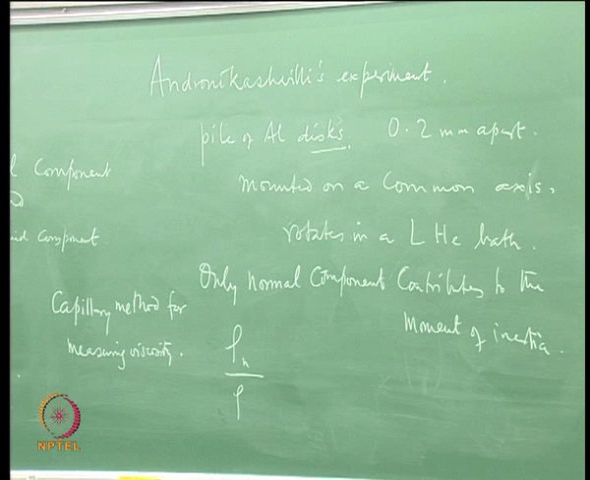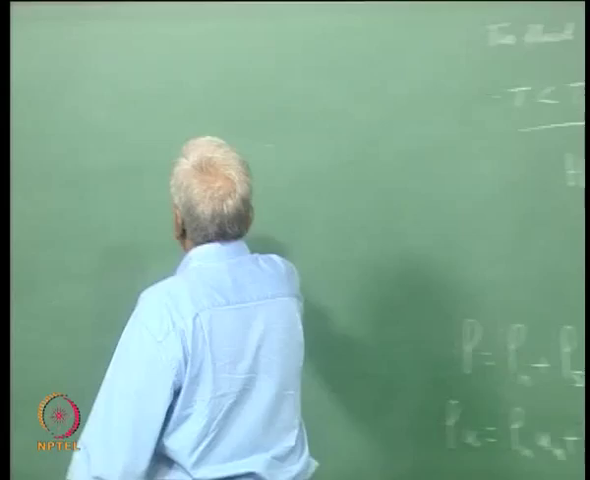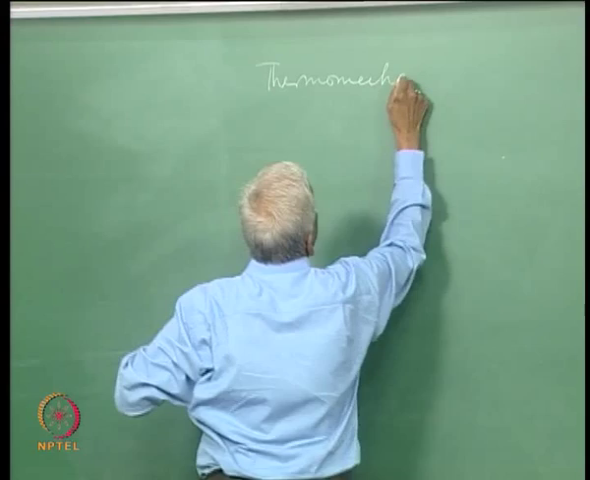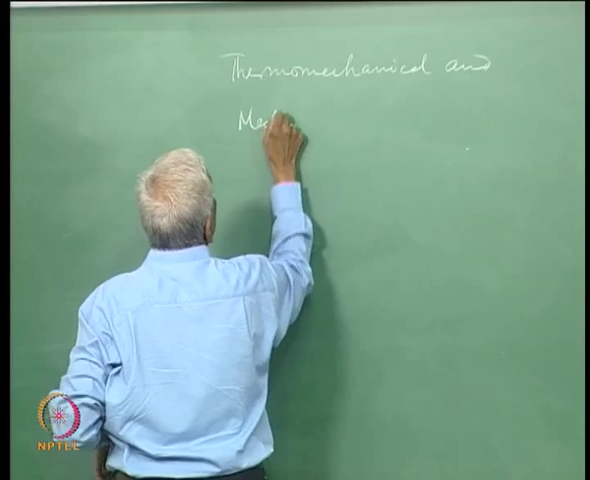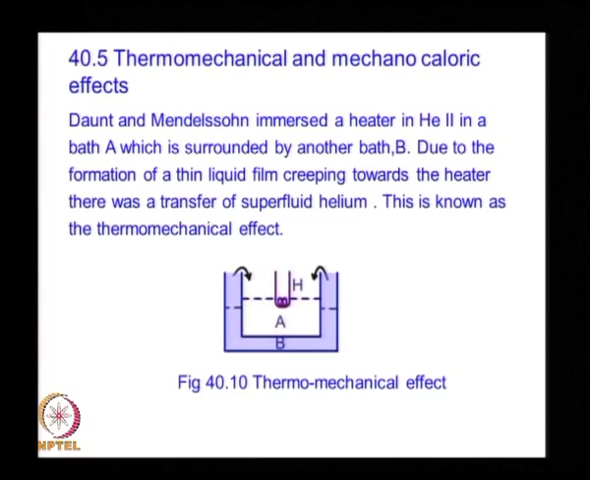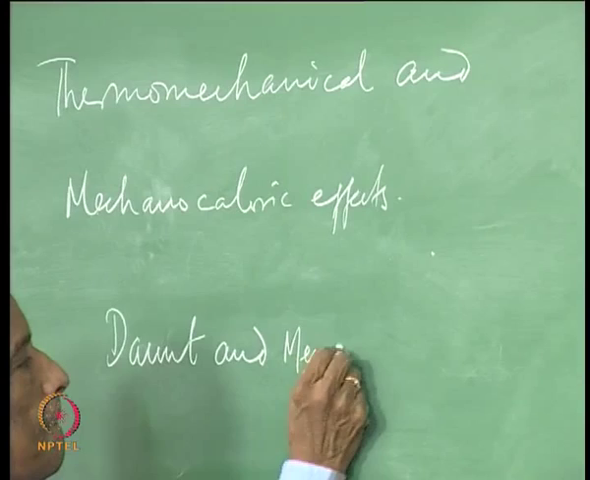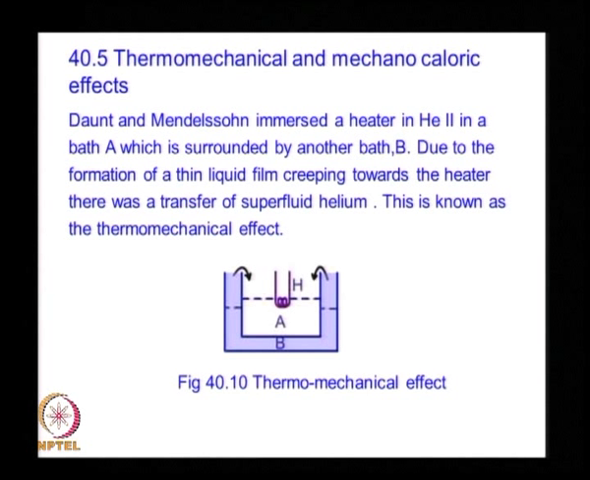A very remarkable consequence of this is typified by thermomechanical and mechano-caloric effects, which are the reverse of each other. Daunt and Mendelssohn immersed a heater in a helium 2 bath A, which is surrounded by another bath B. So, due to the formation of a thin liquid film creeping towards the heater, there was a transfer of superfluid helium. This is known as the thermomechanical effect. This is illustrated in figure 40.10.